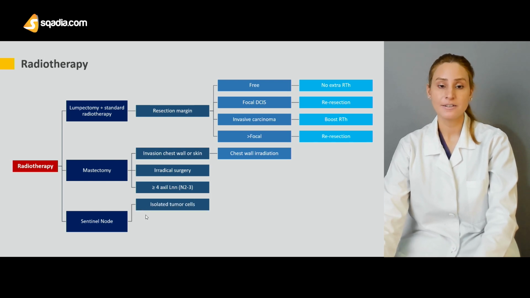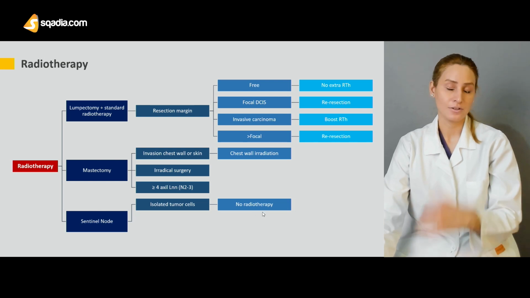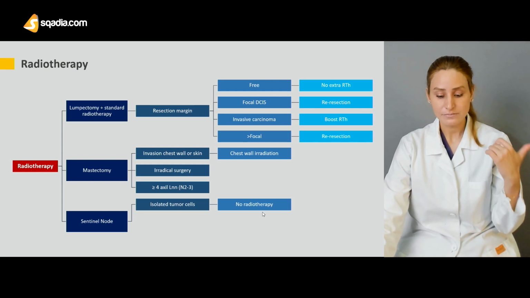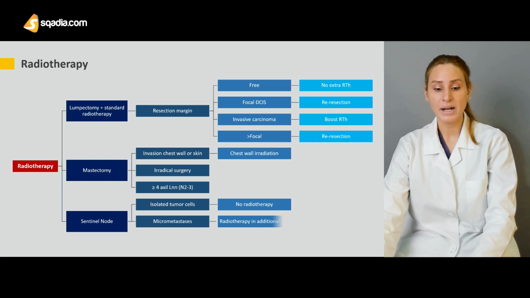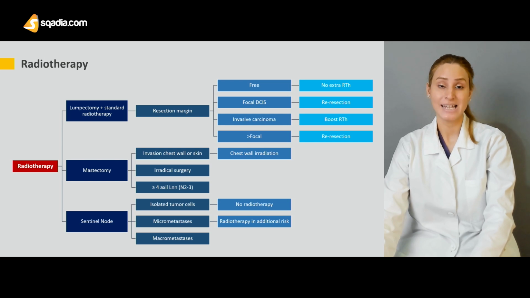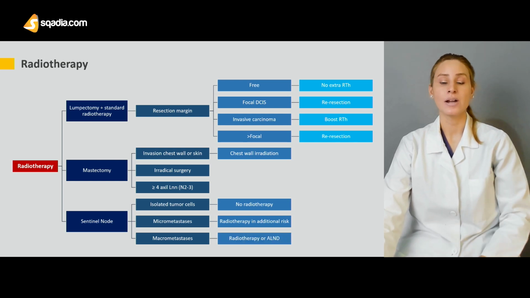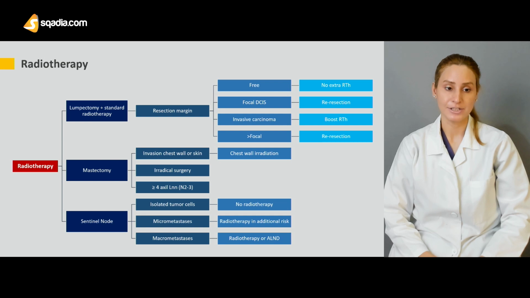Now, if there is a sentinel node and there are isolated tumor cells, then obviously you don't have to. You just have to do the lymph nodal resection, and you don't need to go for radiotherapy. But if there is a micrometastasis, then you have to go for a radiotherapy. And if there are macrometastasis, then obviously you have to go for the radiotherapy.